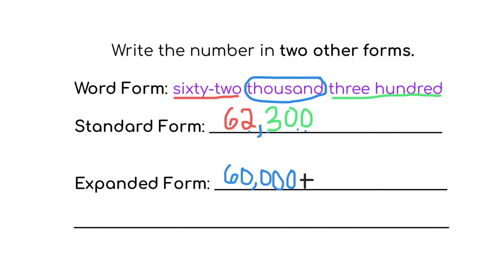We'll use the addition sign to add on the next digit, which is a 2. That's in the thousands place. So 2,000. Add on our next position, which is a 3, and it's in the hundreds place, so 300. Our last 2 digits are 0, so we don't have to show those in expanded form. So our expanded form is done. 60,000 plus 2,000 plus 300.